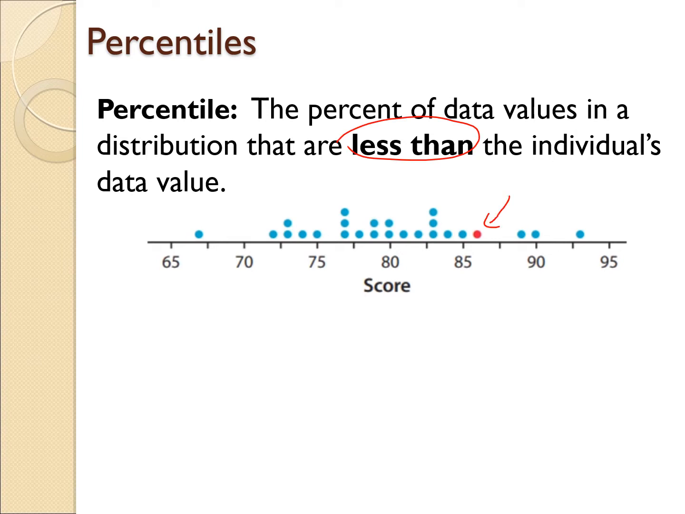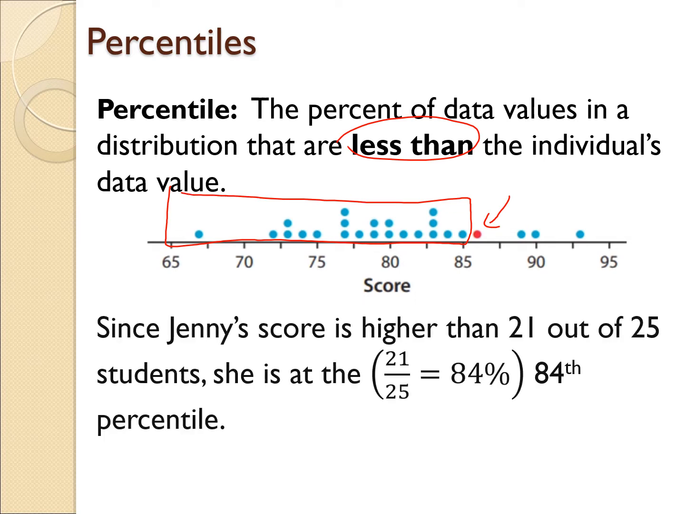If we wanted to find Jenny's percentile, we would count the number of values that are less than Jenny's score of 86. If we add up all those dots there, we get 21. Since that's out of 25 students in the class, 21 out of 25 being less than her score puts her at the 84th percentile.